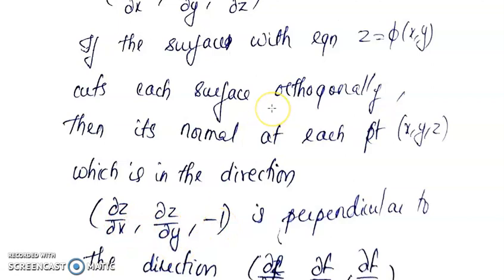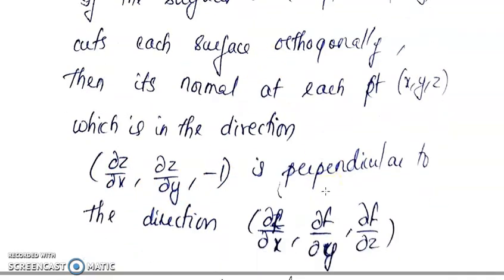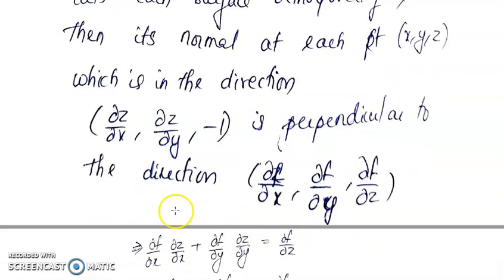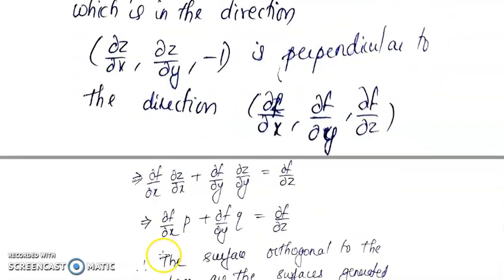Now since the two surfaces are orthogonal, the normal vectors will be perpendicular. So from this, taking the dot product, you are going to get dou f by dou x into dou z by dou x plus dou f by dou y into dou z by dou y, minus dou f by dou z will come. Taking the dot product, that will be equal to 0. So I am taking it to the right side. So you are going to get plus dou f by dou z.